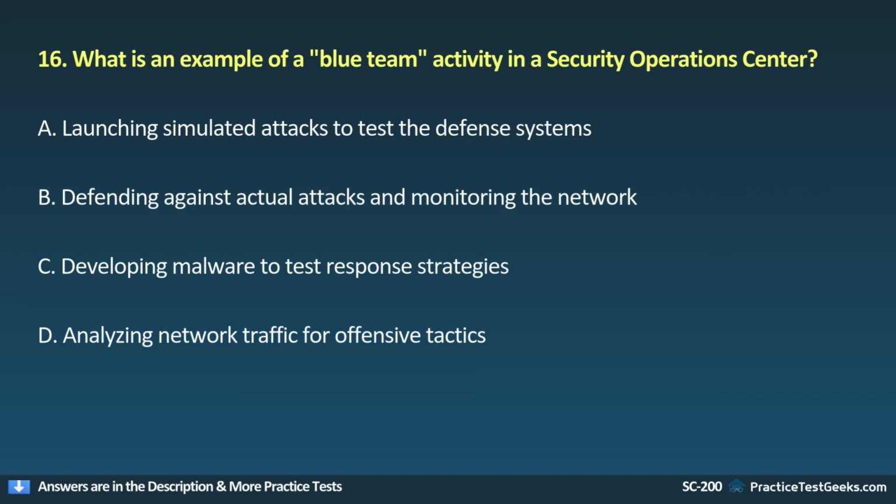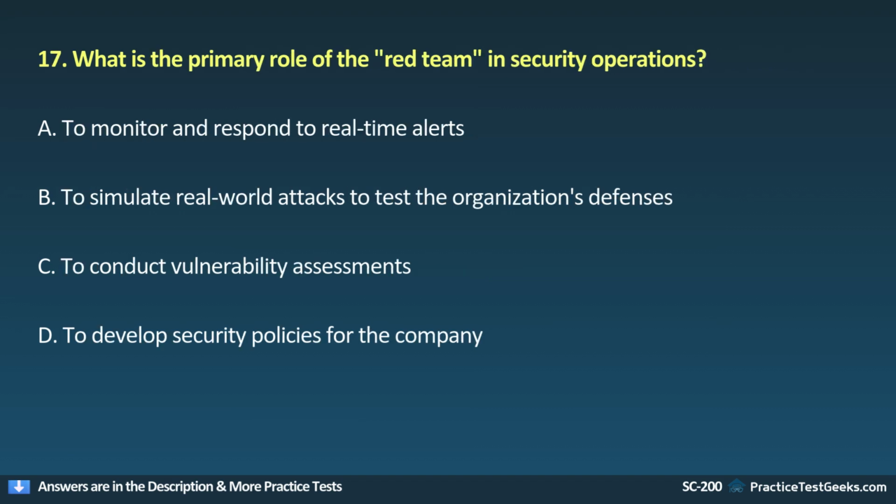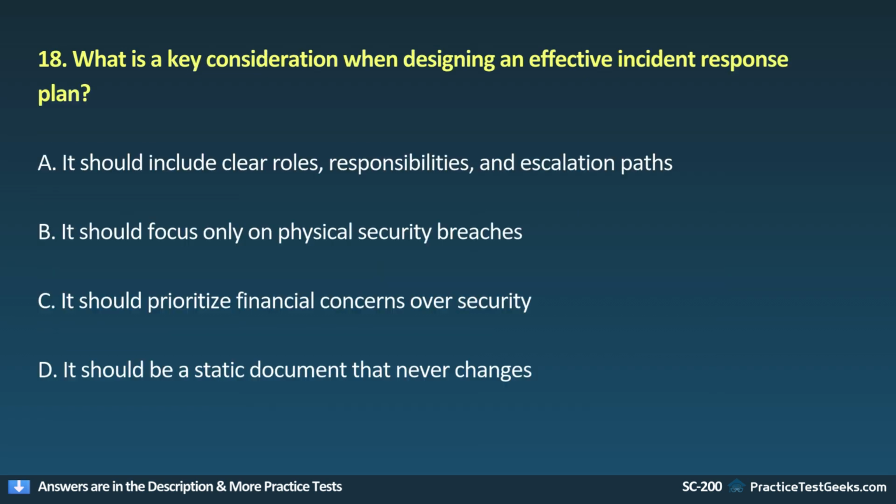D. Analyzing network traffic for offensive tactics. 17. What is the primary role of the red team in security operations? A. To monitor and respond to real-time alerts. B. To simulate real-world attacks to test the organization's defenses. C. To conduct vulnerability assessments. D. To develop security policies for the company.